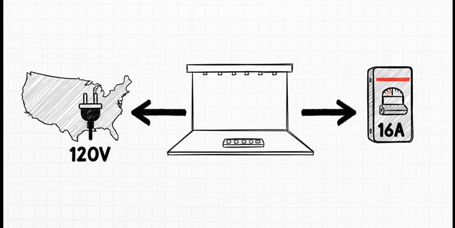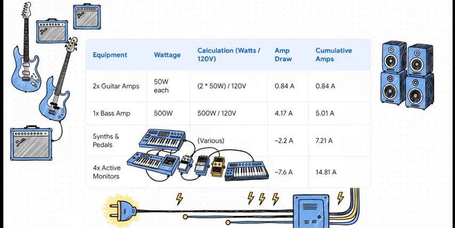And our one mission, should we choose to accept it, is to not go over that 16 amp limit. All right, let's start adding this up. First, let's plug in two 50-watt guitar amps. Together, they're only pulling about 0.84 amps. Easy peasy. Now we add a 500-watt bass amp. That adds another 4.17 amps, bringing our total to just over 5.